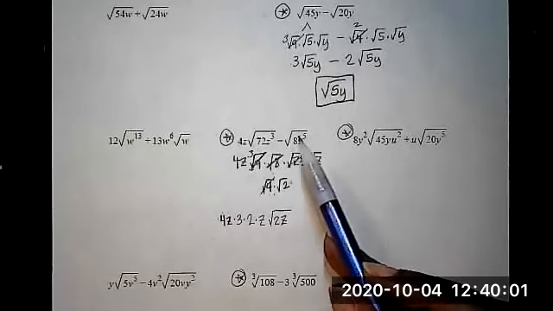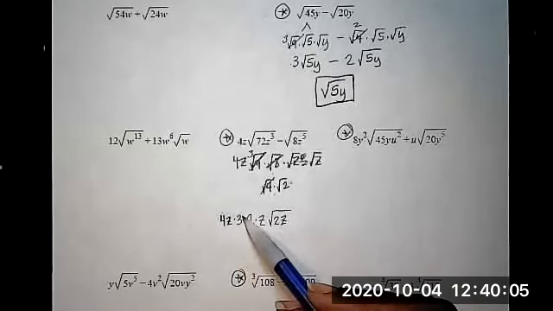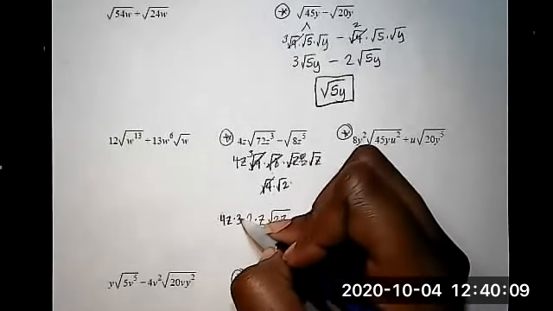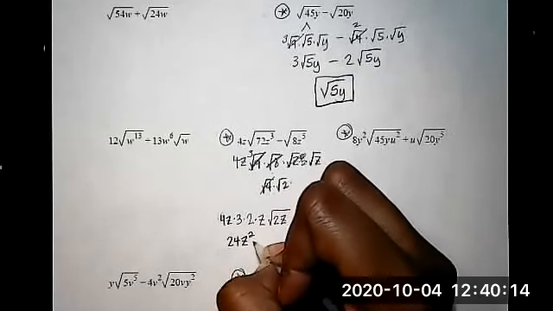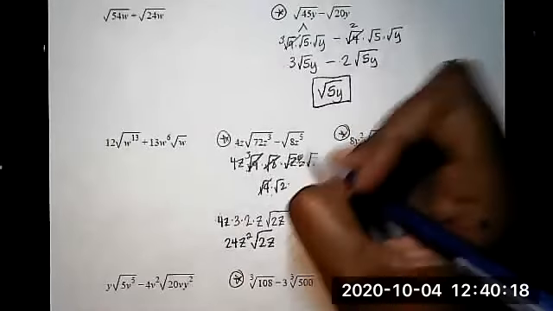We haven't even done this one yet. Okay, we haven't done that one. So 4 times 3 times 2, and then the z's multiply by each other. 4 times 3 is 12. 12 times 2 is 24. So this is 24z squared, and then 2z, of course. Now let's look at this one.